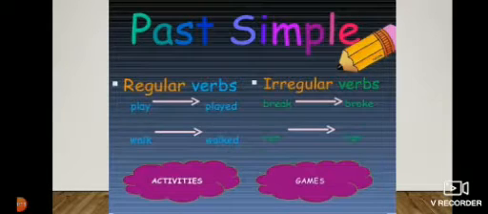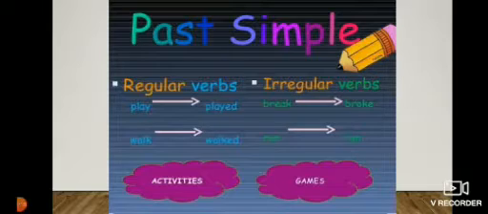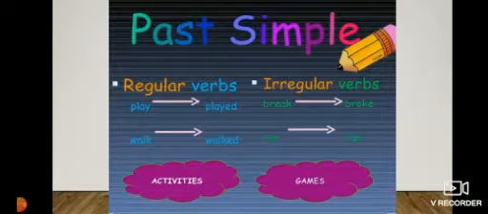Because when you say play, the second form is played, the third form is played again. But in irregular, we have break, broke, broken. All three forms are different, irregular. But in regular, the second form and third form are the same, like walk, walked, walked. But run, ran. Yes, run. Again, it can be possible.